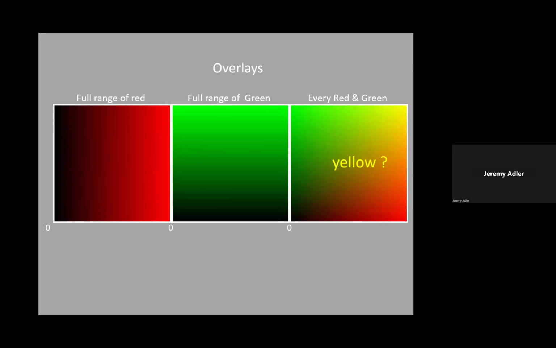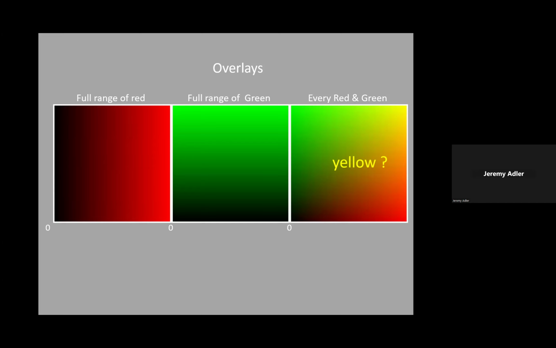If we consider overlays again for a moment, here we're showing a full range of red intensities, here a full range of green intensities, and then when we combine them as an overlay, we have every possible red and green combination. So if we were to define colocalization as being yellow, where exactly is yellow in this? Or at least, where do the limits of yellow end?